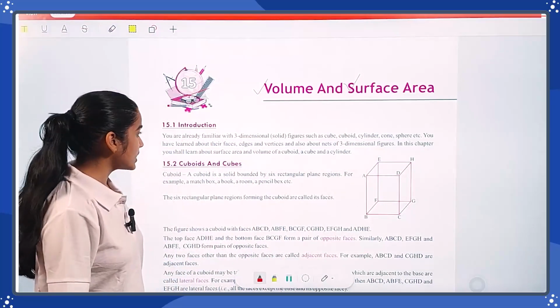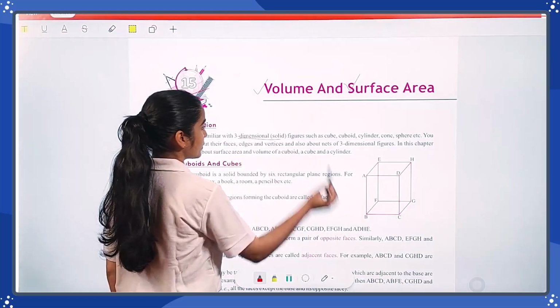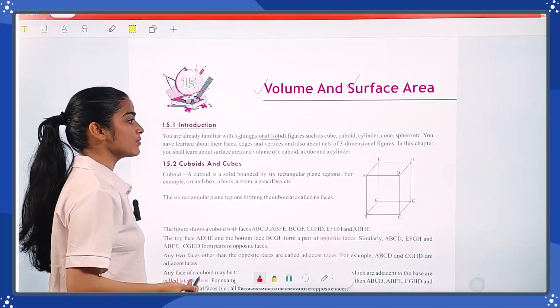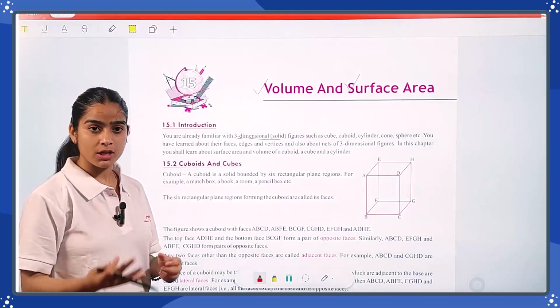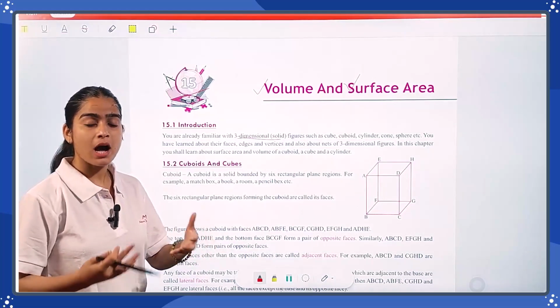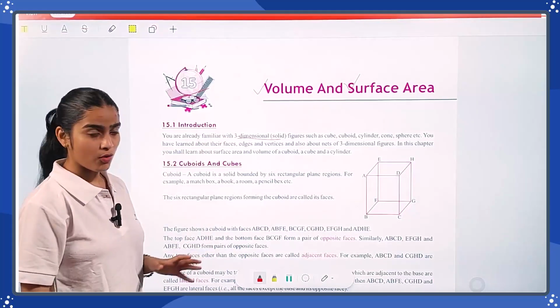First of all, we have to understand what is meant by volume. 3D solid figures such as cube, cuboid, cylinder, cone, sphere, etc. For only 3D shapes, when a particular shape occupies some space, it means how much we can fill into that. That is what refers to volume.